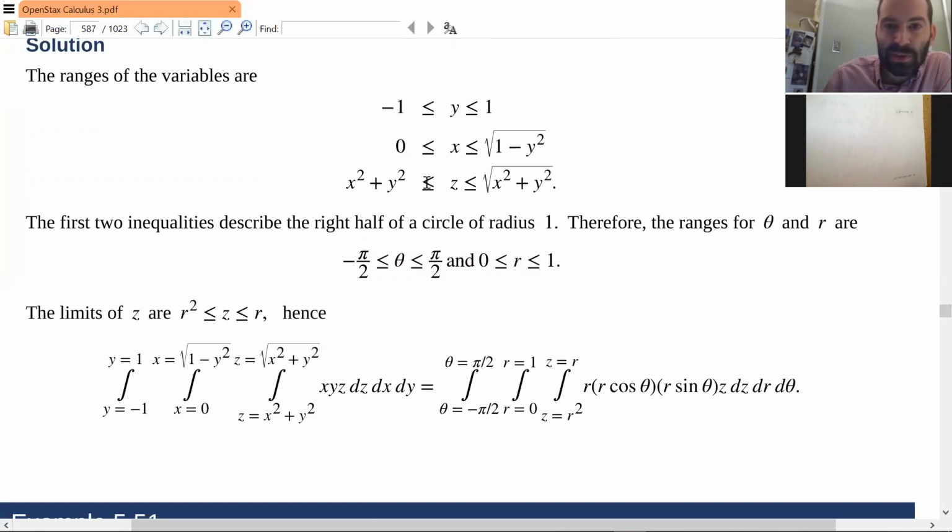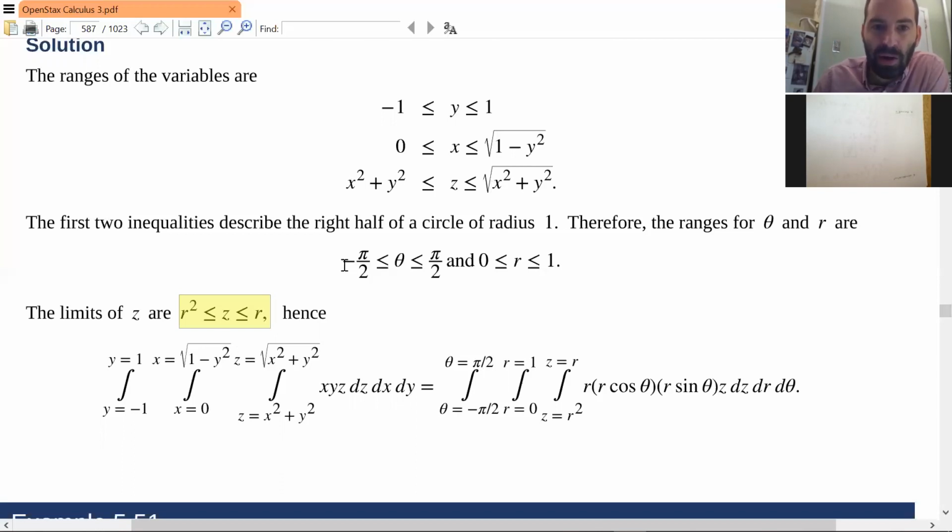Now we look at the limits for z. Z is bounded below by x squared plus y squared, but we should recognize that that's the same as r squared, just by using those formulas for x and y in polar or cylindrical coordinates, same equations. And then the square root of x squared plus y squared is just r. So that's what they've written down here. They've pieced this apart, so now they're going to put that back together.